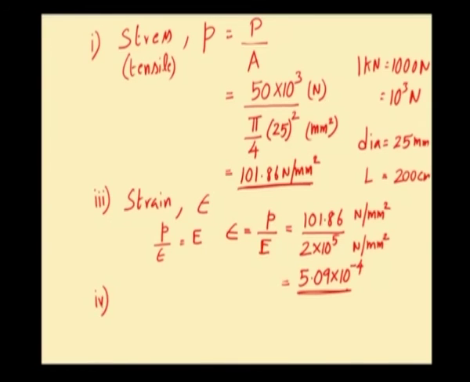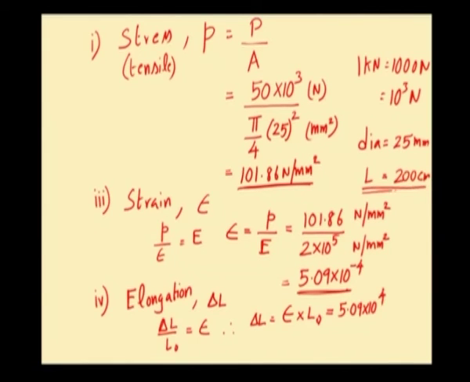Finally, we shall calculate the value of elongation. Elongation is the deformation. The rod elongates because the applied force is tensile in nature. Elongation is delta L. Delta L by L naught will be the strain. So, therefore, the elongation delta L will be strain into the initial length L naught. Strain is 5.09 into 10 power minus 4 into the initial length of the rod, which is 200 centimeter. We shall substitute in terms of millimeters, so it will be 2000 millimeters. So, delta L will come as 1.02 millimeter.